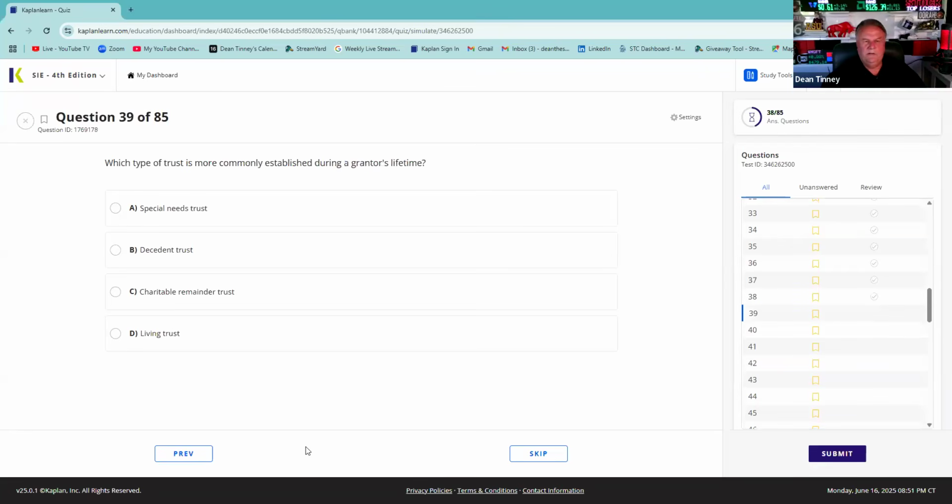What type of trust is more commonly established during the grantor's lifetime? So you're creating this while you're still walking around on planet Earth.